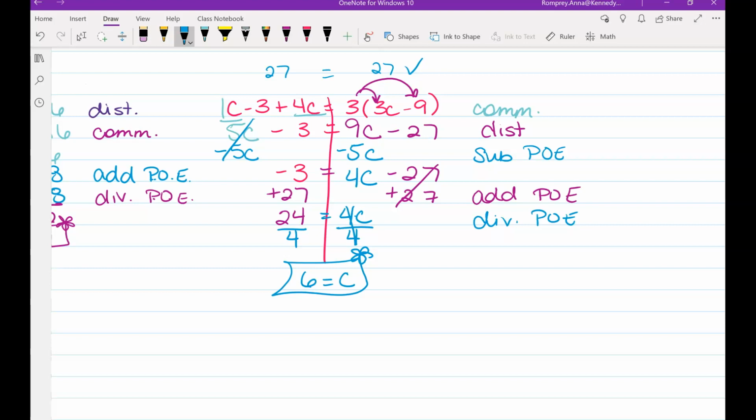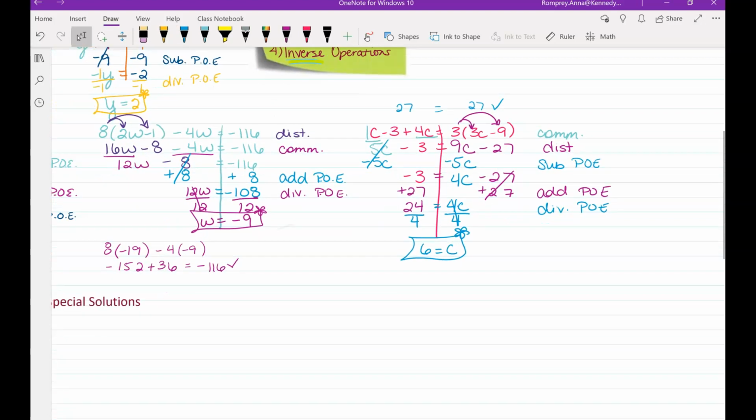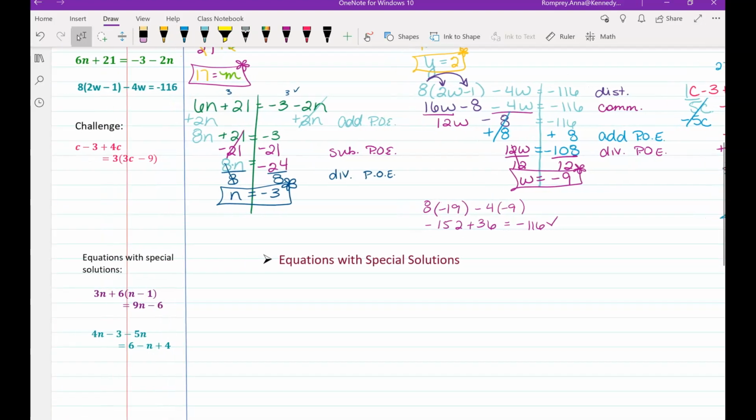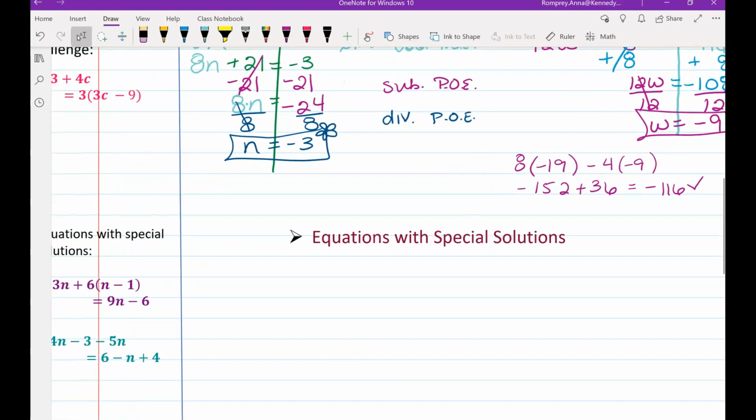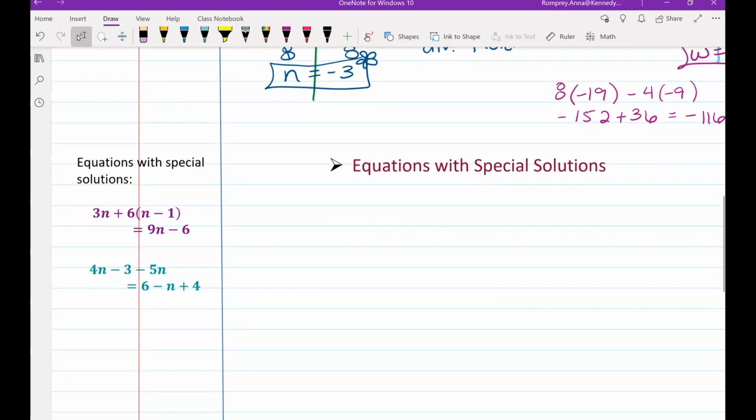Okay, so that's all kinds of solving examples that you got. And then we listed those properties to make sure we can prove why we're doing it. All right, now we have two types of special solutions. I want to show you these in case you're simplifying something and your answer looks a little wonky.